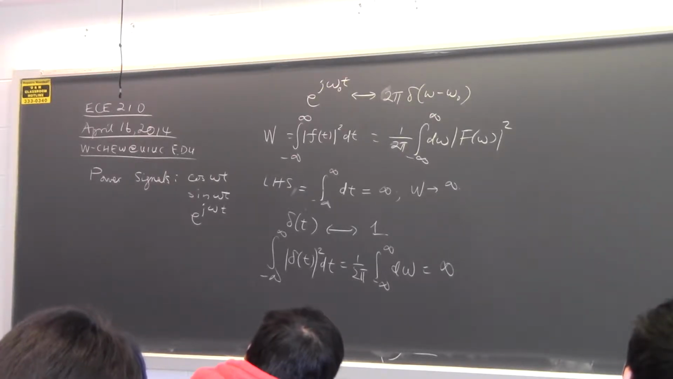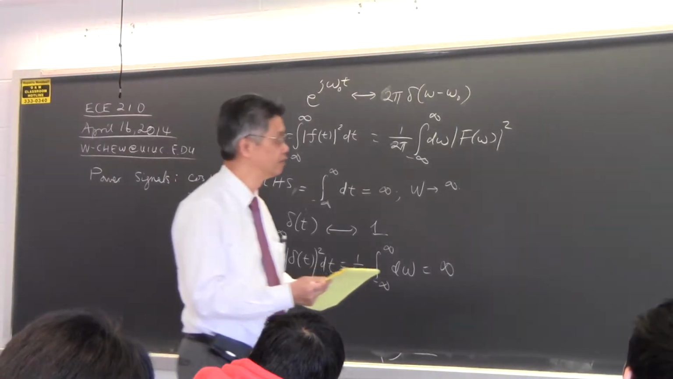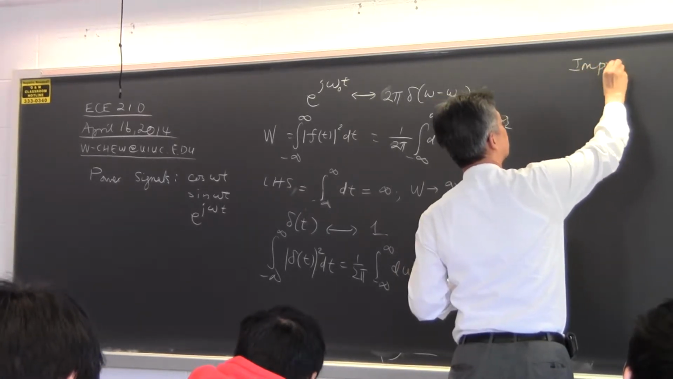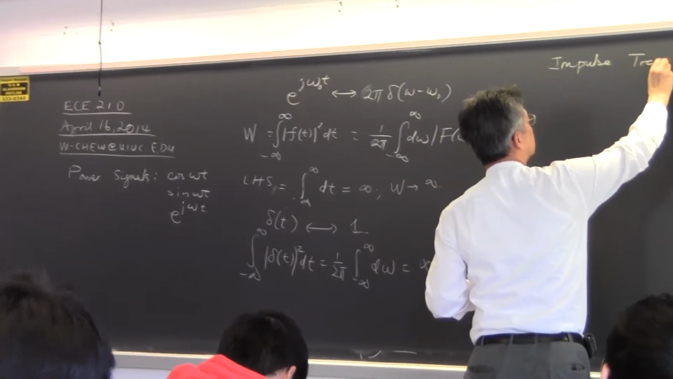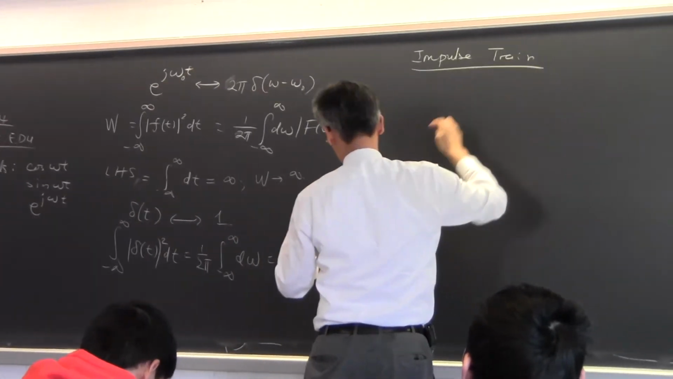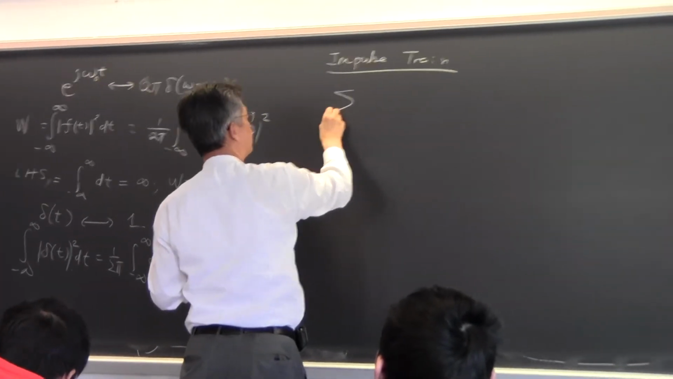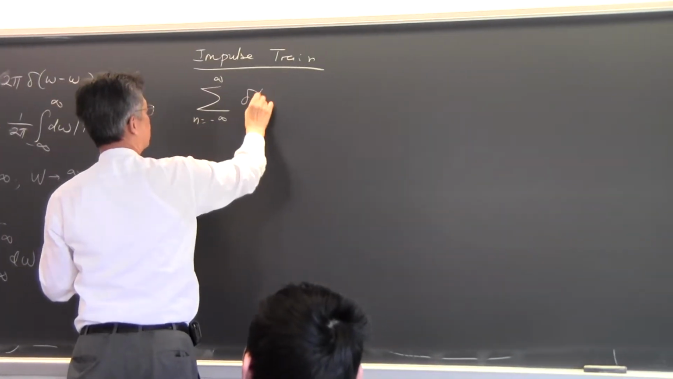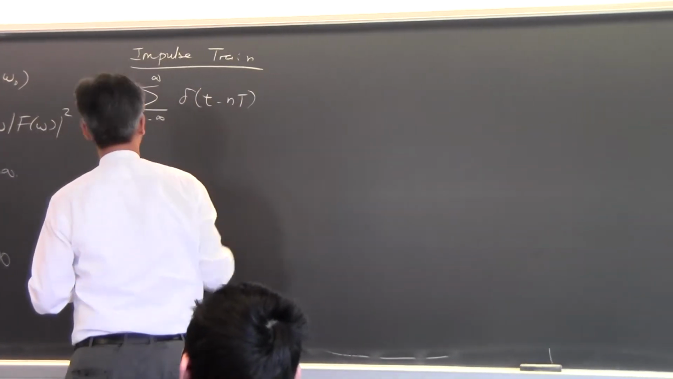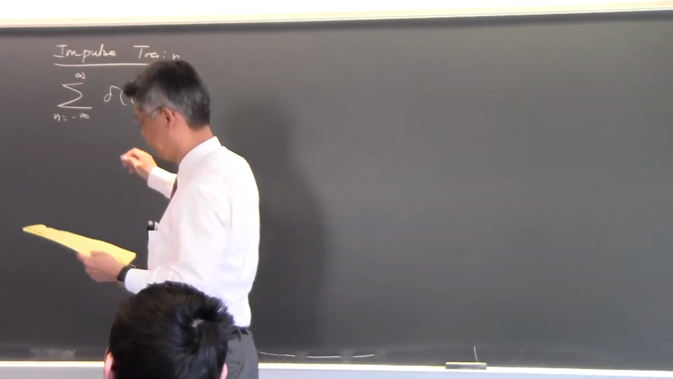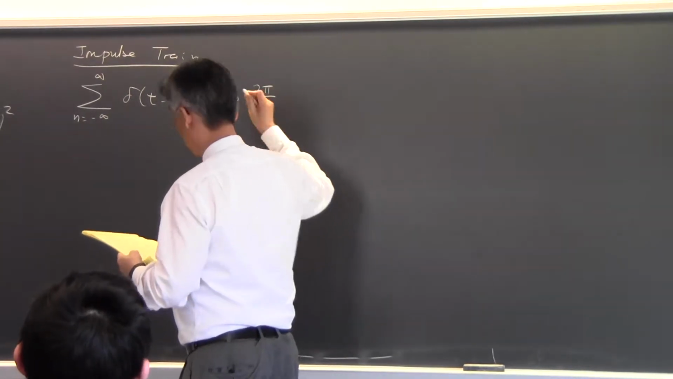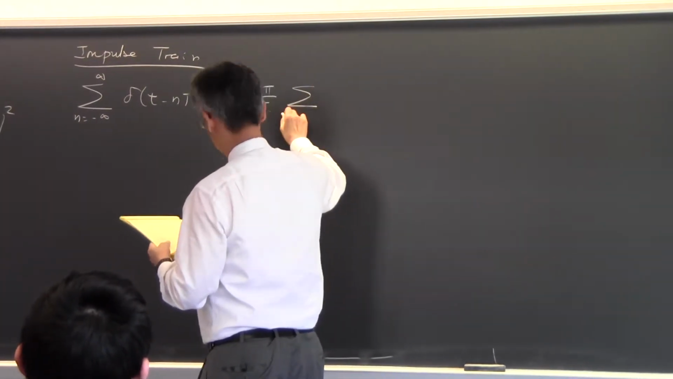Okay, and we learned something very important in the last lecture, which is that the Fourier transform of an impulse train is an impulse train. And this is something very, very, very important for you to commit to memory. Okay, you have an impulse train on the left-hand side. If you Fourier transform this, you get an impulse train in the Fourier space.